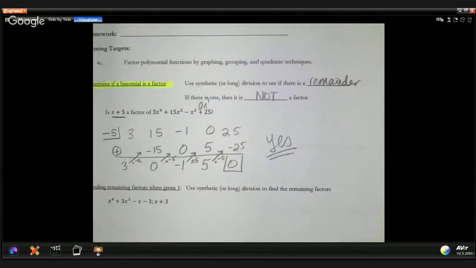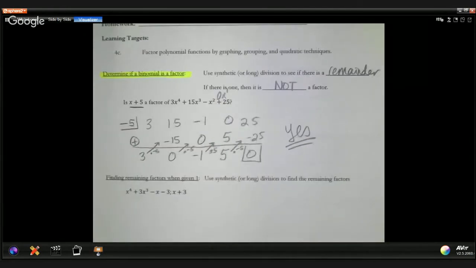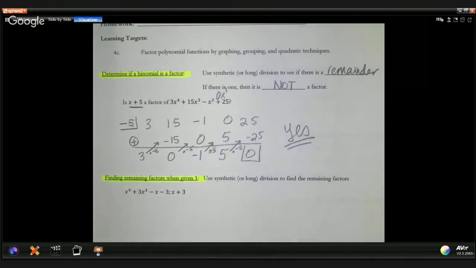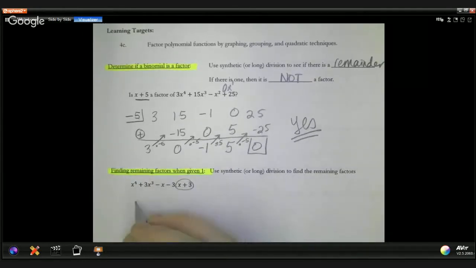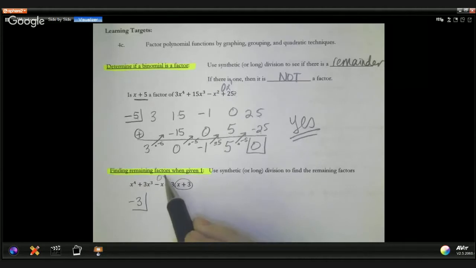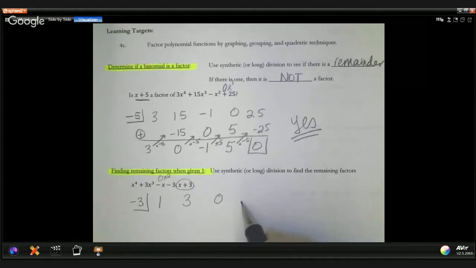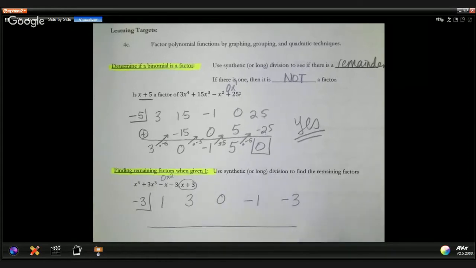All right, let's go on to part 2 of the problem types. Part 2 says that if I give you a factor, can you find the other ones? Well, if I know this is a factor, I'm going to divide it out. So I'm going to use synthetic division. It goes from 4 to 3 to 1, so I'm missing a 2. So it'll be 1, 3, 0, negative 1, negative 3. And I'm going to use synthetic division here.